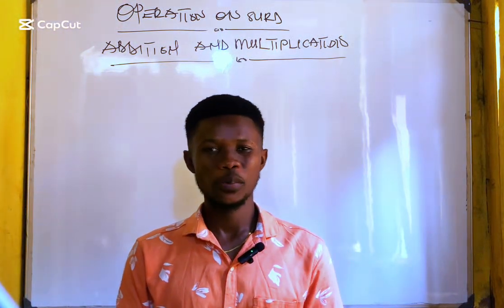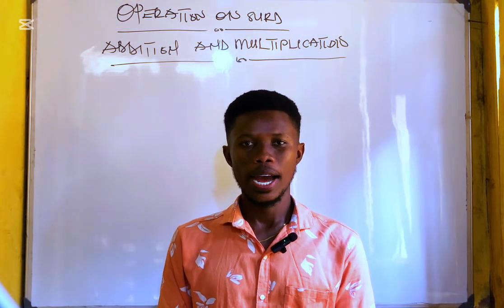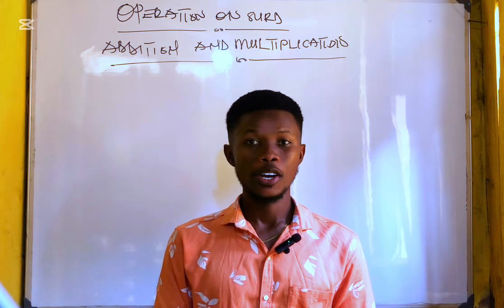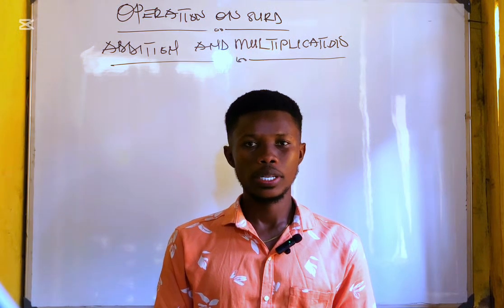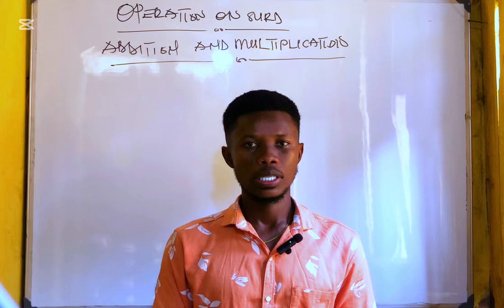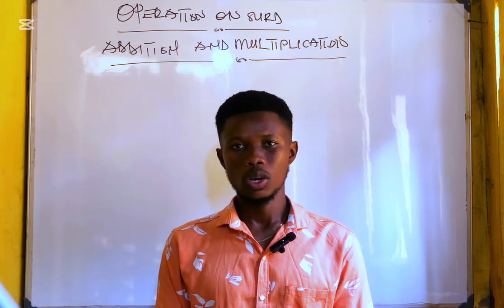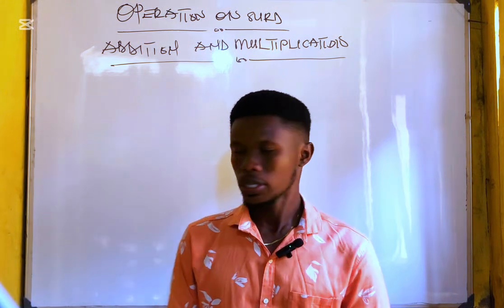Okay, now let's start with the operation on set. For the operation on set, you're going to start with addition and subtraction. Now, the addition and subtraction of set also work like addition and subtraction of algebraic expression, where we stated that we can only add or subtract like terms. Otherwise, we cannot add and subtract unlike terms. What do we mean by like terms and unlike terms?